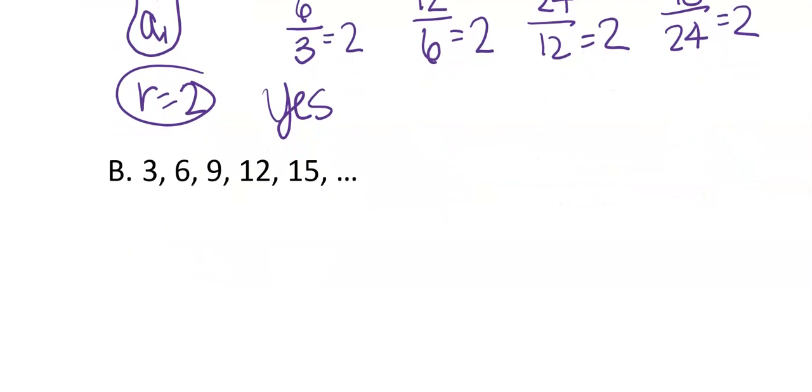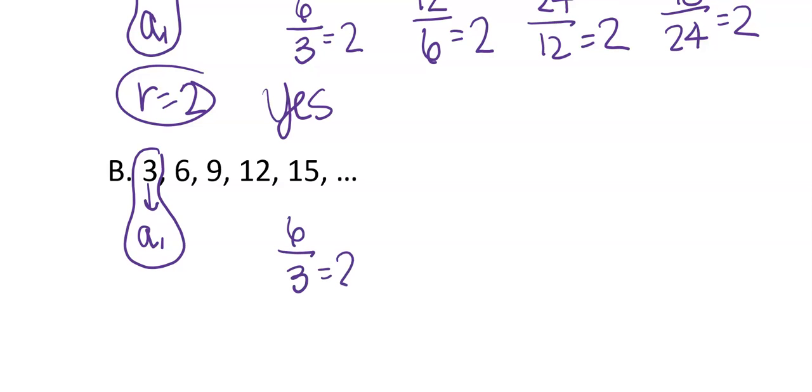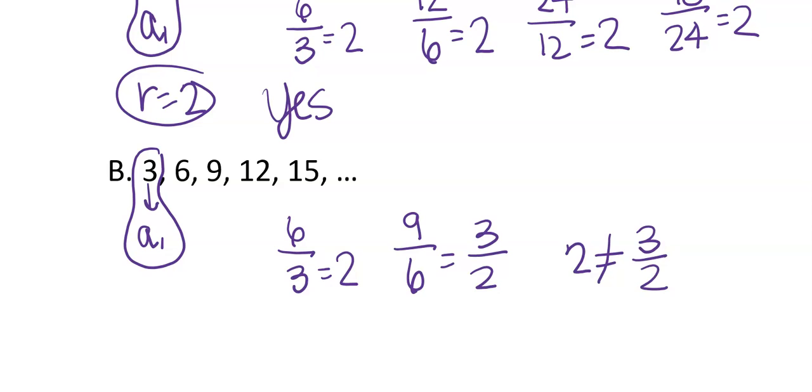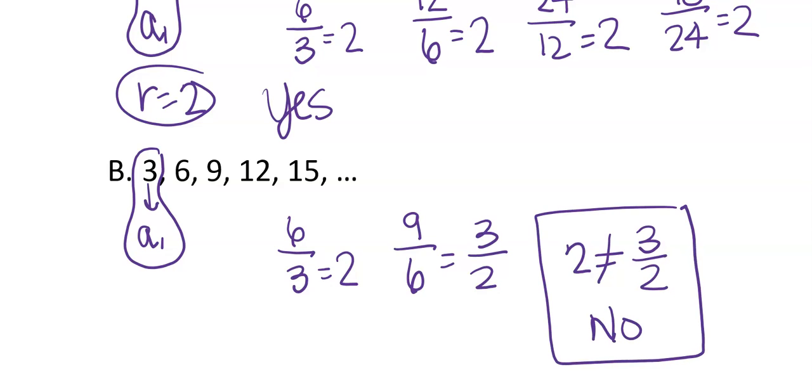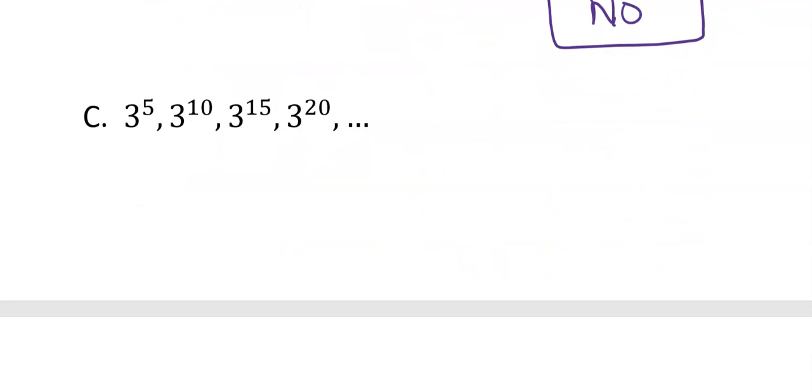Okay, for the second one, our first term is 3. And we're going to take 6 divided by 3 and we get 2. 9 divided by 6 and we get 3 over 2. Since 2 does not equal 3 over 2, this one is no. So there's no common ratio.